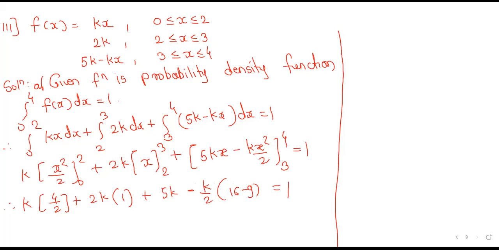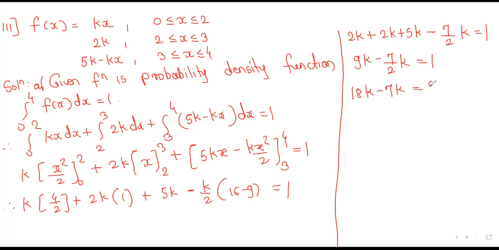So if we simplify, what do we get? 2k plus 2k plus 5k minus 7 by 2k is equal to 1. 9k minus 7 by 2k is equal to 1. So 18k minus 7k is equal to 2. So 11k is equal to 2. So k is equal to 2 by 11. Okay.